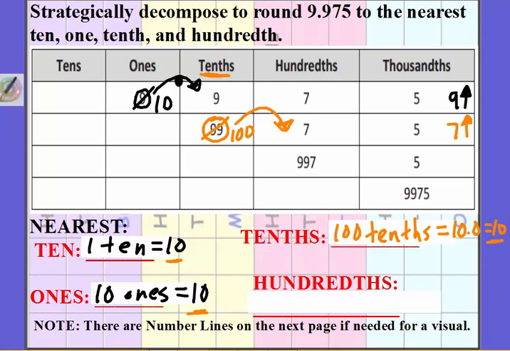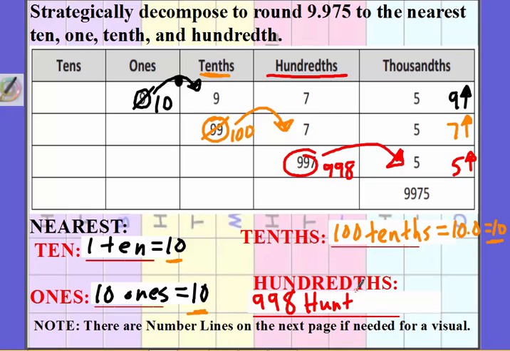My last one is hundredths. I start in my hundredths, where hundredths is my largest place value, and I look to the right. 5 is the midway point, so I'll round up. So this is going to be 998, 998 hundredths. What will that equal? I'm just going to abbreviate hundredths. Well, that's going to equal 9.98. 9 and 98 hundredths.